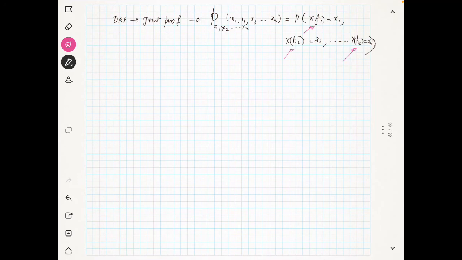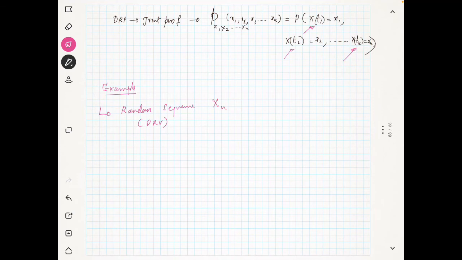Now we will see an example. We have a random sequence. Whenever we are talking about a sequence, it is nothing but a discrete random process. Am I correct? Because we are talking about a sequence. If we are talking about a continuous time function, it is a continuous random process.